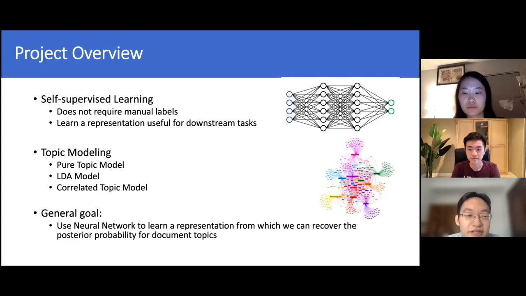The other concept we're dealing with is topic models. Specifically, we're dealing with three kinds of topic models. The first is the pure topic model, in which we only allow one topic for any document. Second, we're dealing with the latent Dirichlet allocation model, in which we allow multiple topics. And lastly, we have the correlated topic model, in which we allow correlations among topics. So the general goal of our project is to use a neural network to learn a representation from which we can recover the posterior probability for document topics.